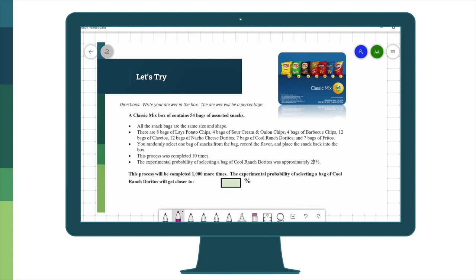So let's go ahead and try a problem together, and then you can go ahead and try one on your own. So for this problem, we want to write our answer in the box. The answer will be a percent. That's important. The answer will be a percent.